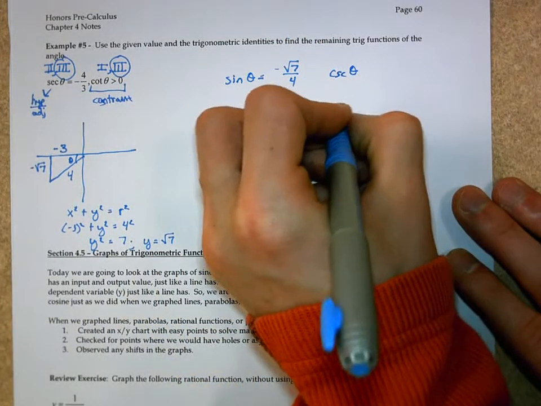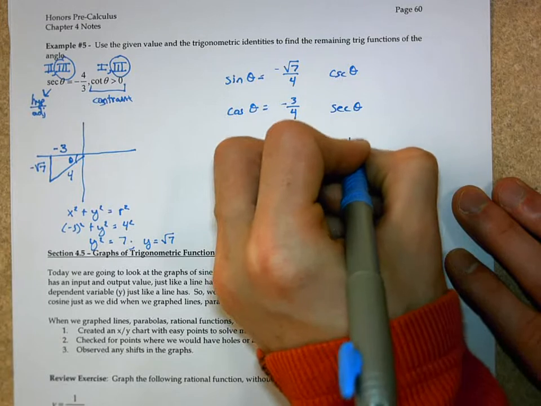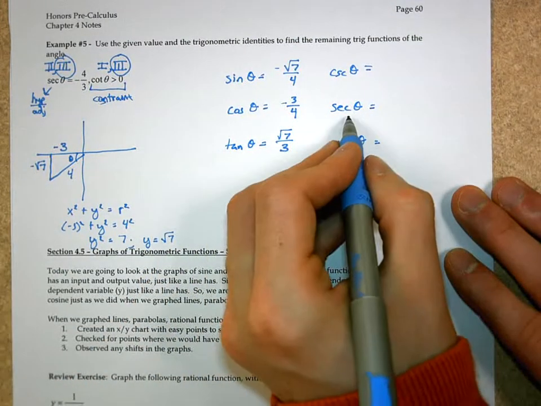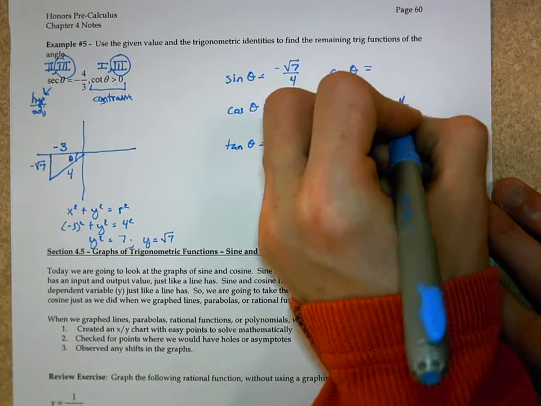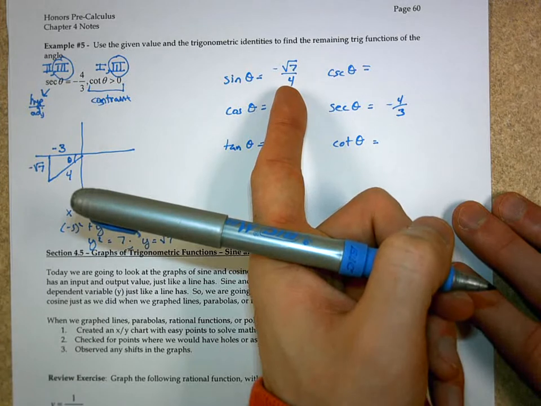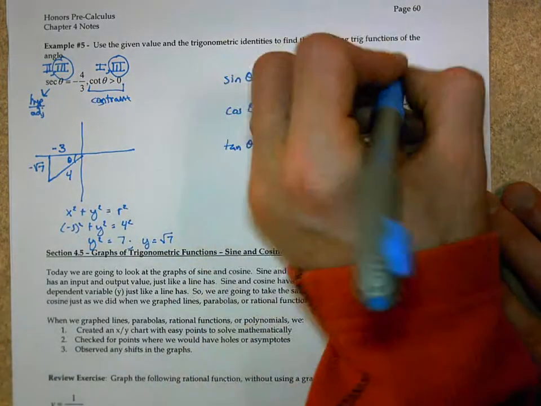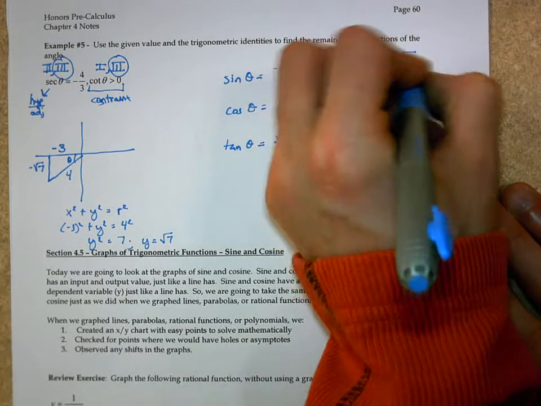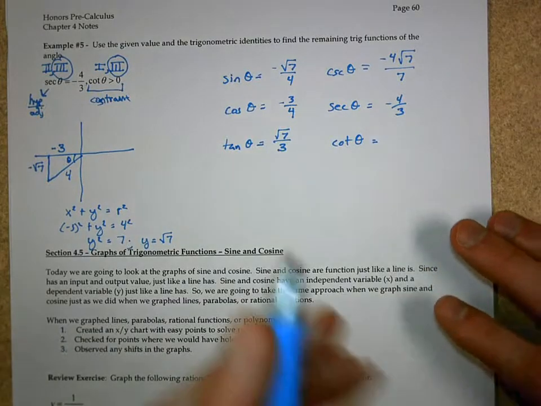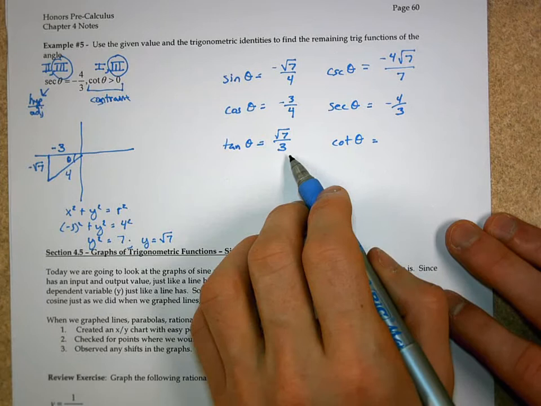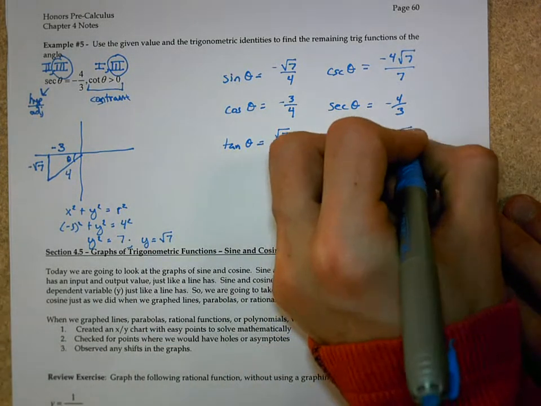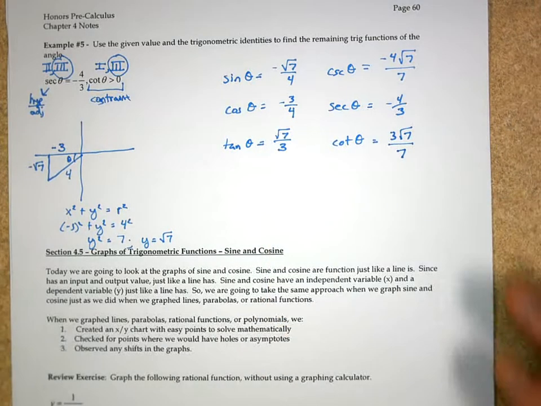And then finally, for cosecant, secant, and cotangent, we're going to take the reciprocals. I was already given secant in the original problem, so I know that's going to be negative 4/3. If I flip negative square root of 7 over 4 and rationalize the denominator, that ends up being negative 4 square root of 7 over 7. And then if I flip the fraction for tangent and I rationalize the denominator, I'll get 3 square root of 7 over 7.